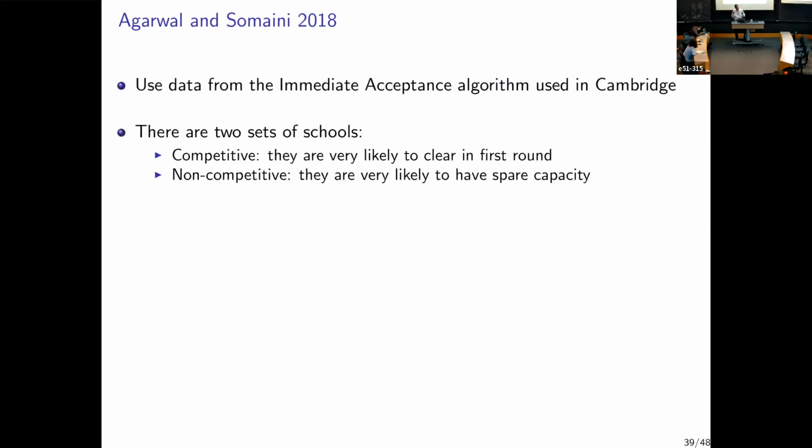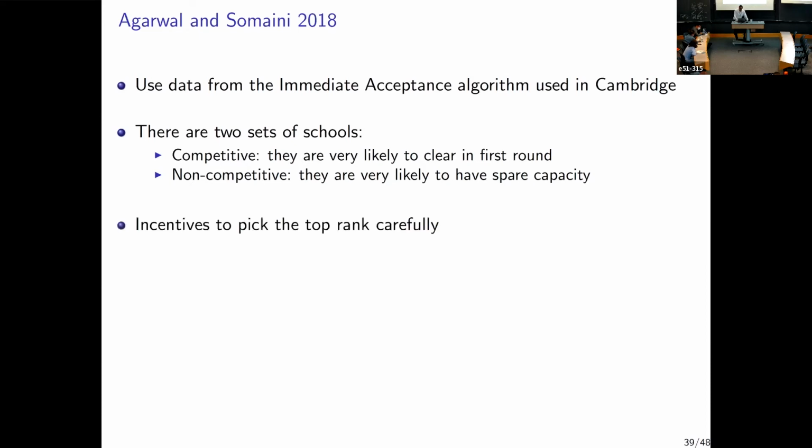And roughly we could figure out that there were 2 sets of schools, some that were very competitive and were almost always clearing in the first round. So if you ranked them second, you were out of the game, mainly. And non-competitive schools that basically tended to have spare capacity at the end of the mechanism. So either there were schools that if you didn't rank it first, you wouldn't get in, or schools that you could get in no matter where you ranked them. Essentially. It didn't have to be that way. It just happened that was the way that Cambridge was set up.